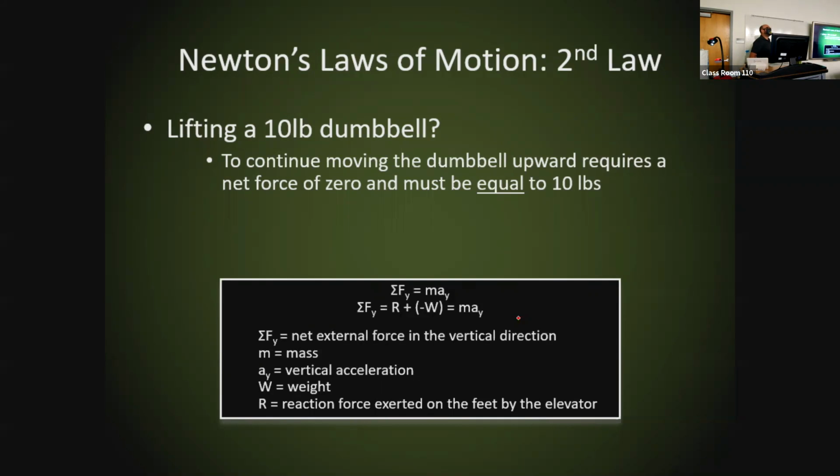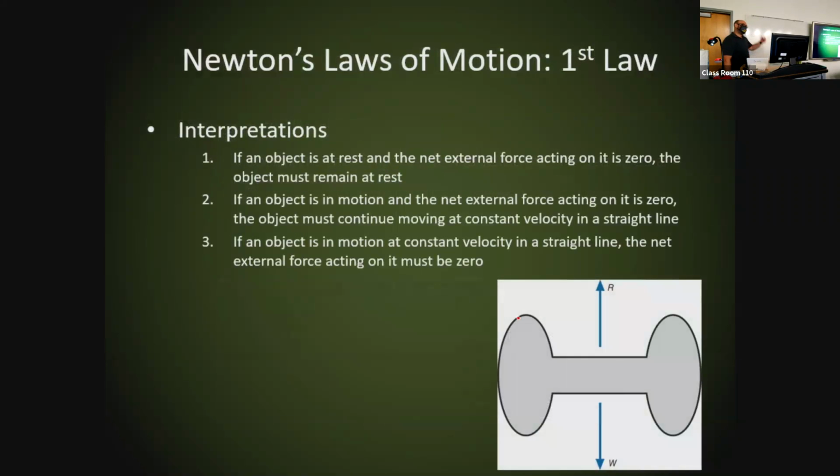The reason is, and let's go back to one of the first slides where we looked at the interpretations of the first law. Object in motion at a constant velocity in a straight line, the net external force on it must be 0. If there's any external force applying additional acceleration to it, then it's going to change direction, accelerate. You can do that, but to just get it moving at a constant velocity, you do not need to put any more force upon it. That's why.